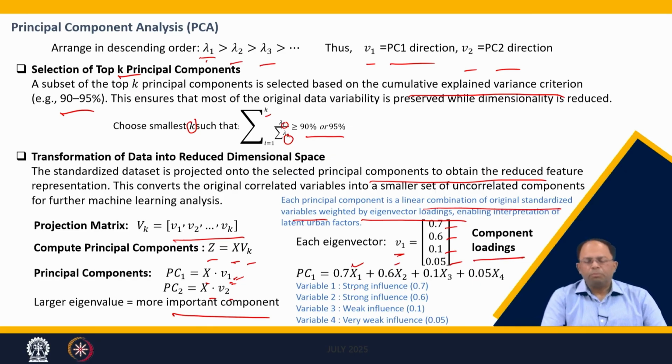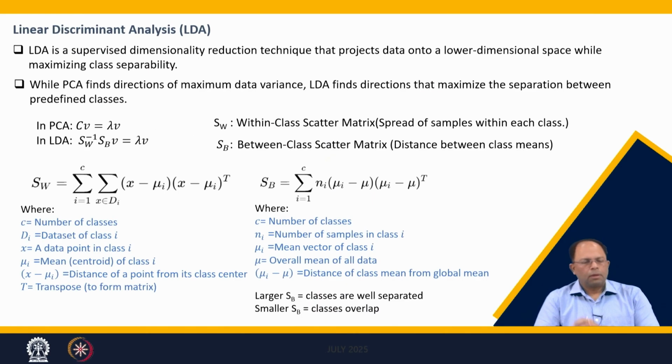Now PC1 would be computed like this: 0.7 x1 plus 0.6 x2 plus 0.1 x3 and 0.5 x4, where variable 1 has a strong influence, variable 2 has a strong influence, and variable 3 and variable 4 have weak and very weak influence. So this is the component loading, and this is the final factor score that we are getting for PC1. So that is how we do PCA.